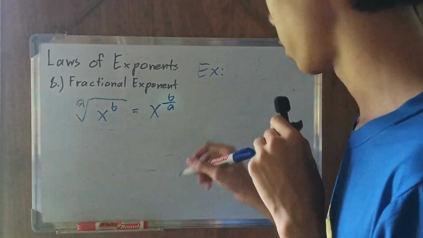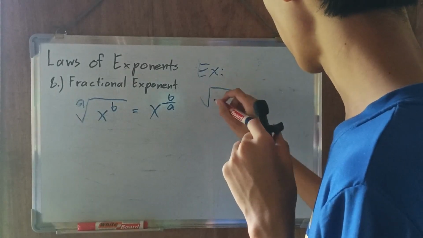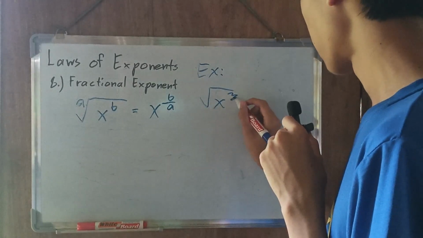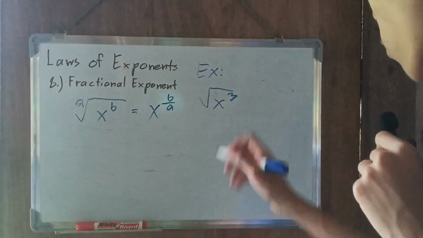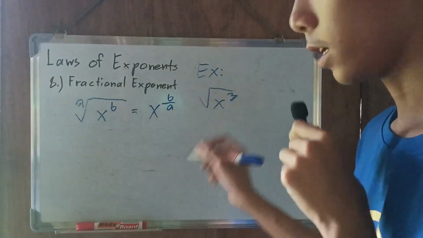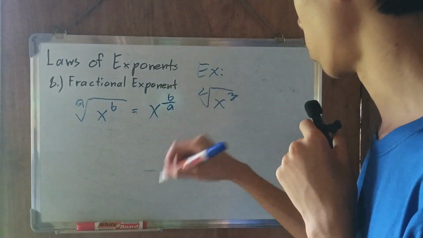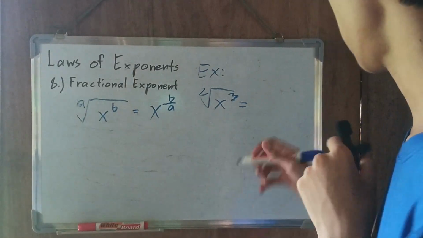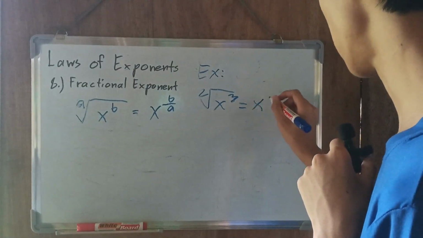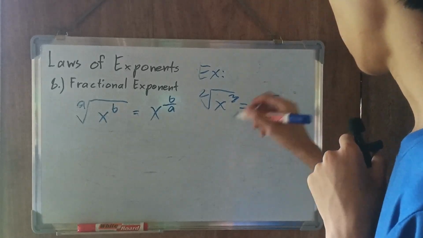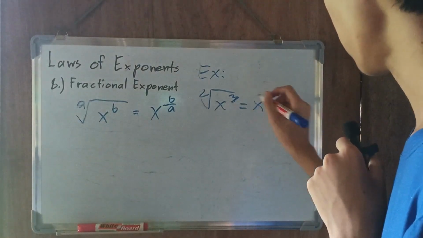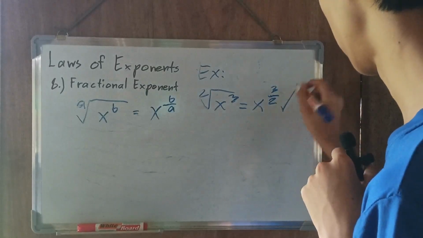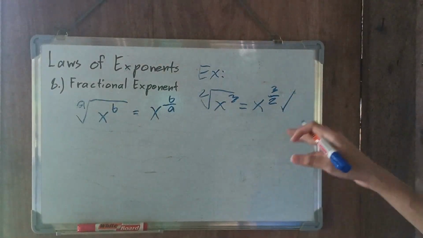Let's put it here: the square root of x raised to the third power. Of course, the index of the square root is 2. So if you change it to a fractional exponent, we put x, then a line, with 3 on the top and 2 on the bottom. So that is number 1.